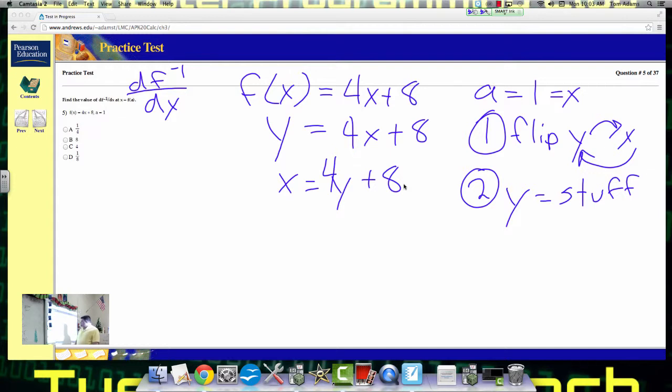Okay? So now to solve for y, I'm going to subtract 8 from both sides and then divide by 4. Right? So that's what I should get. Did I do that right? Yes. Yeah, I think so.